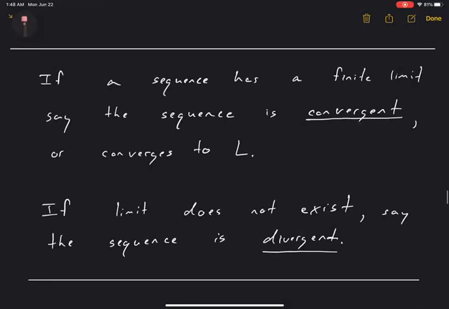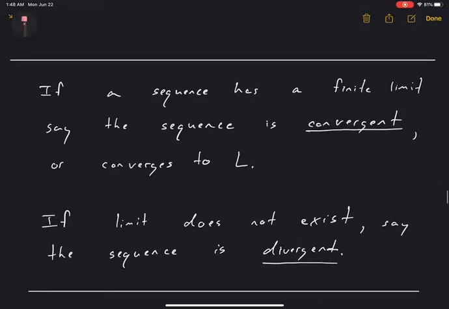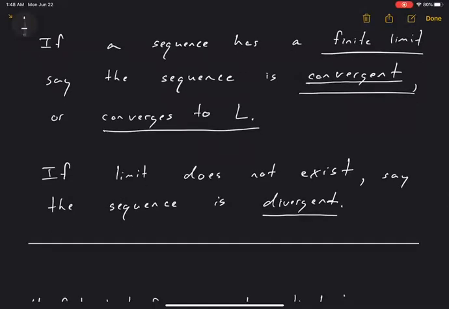As I maybe let slip a second ago, there's some special terminology for this limit stuff. If a sequence has a finite limit, let's say we have a sequence and that sequence does have a limit L, we say that the sequence is convergent. In particular, we can say that the sequence converges to the value L. If the limit does not exist, so if our sequence doesn't have a limit, then we say the sequence is divergent, or that the sequence diverges.